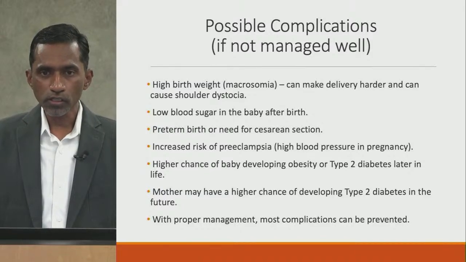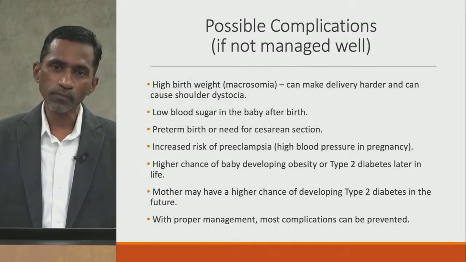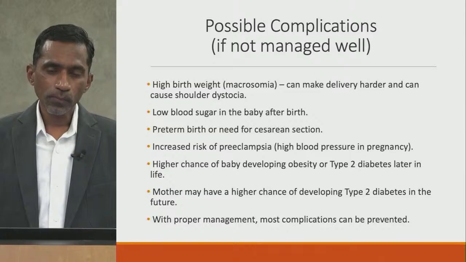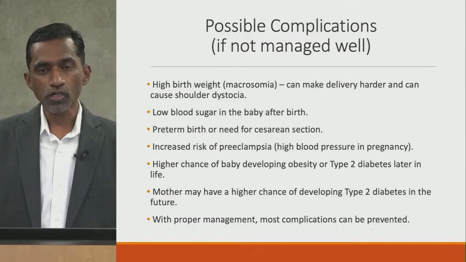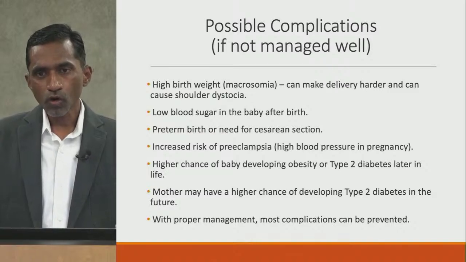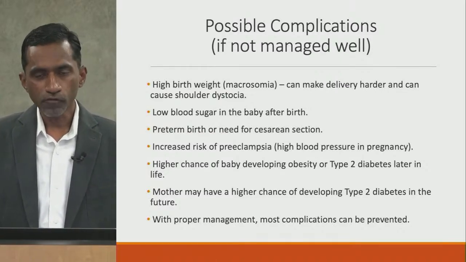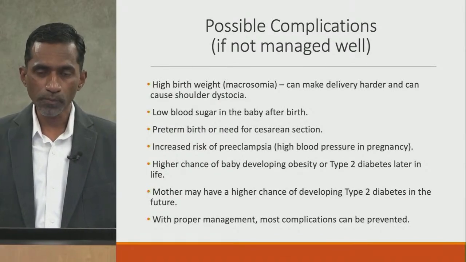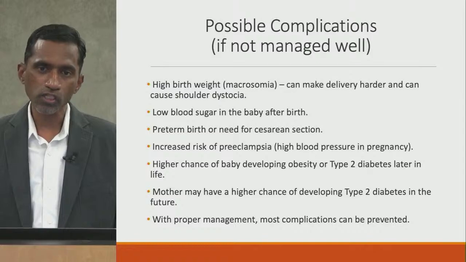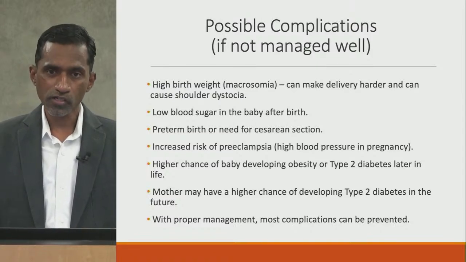Low blood sugars in the baby after birth. This can happen because the baby in the mother's womb is exposed to high blood sugars, and when the baby comes out, whether in the form of normal delivery or a C-section, the baby can have low blood sugars because the baby still thinks that it's in the mother's womb and starts producing more insulin than is required.